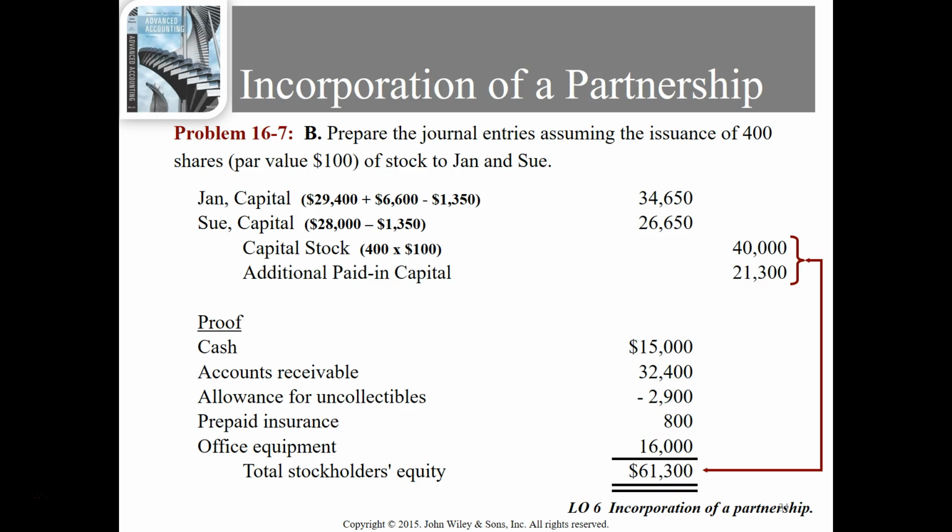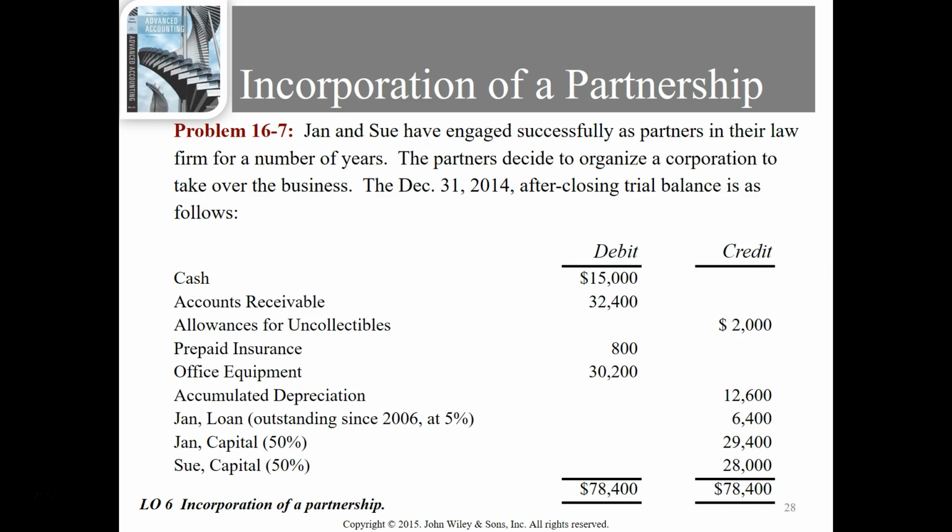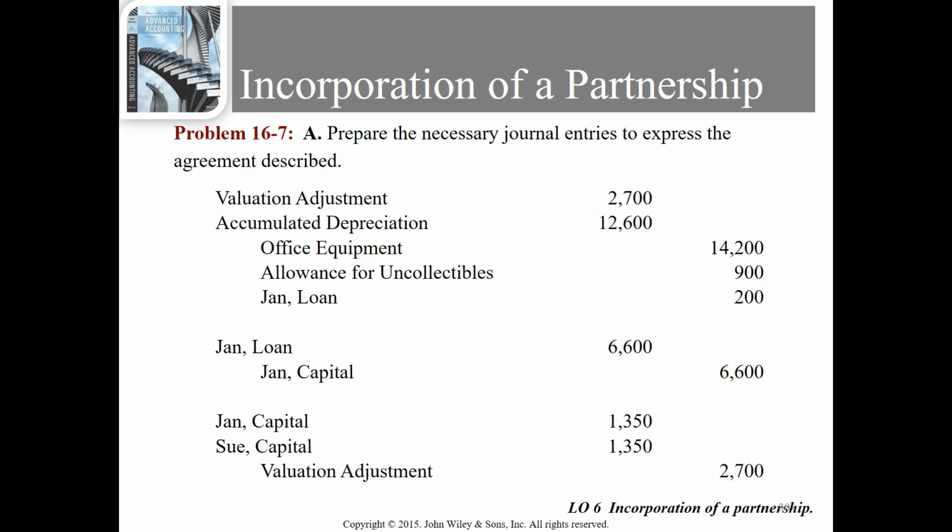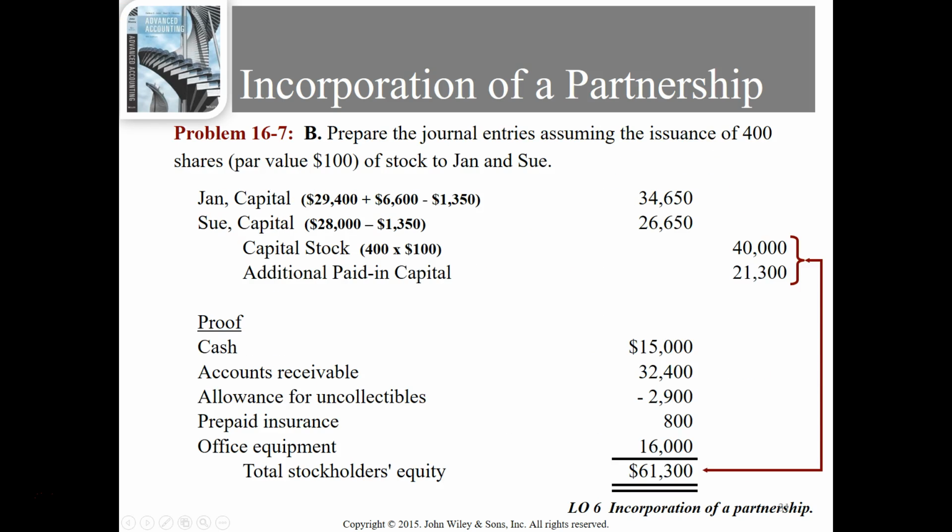In Part B, there are now 400 shares being issued, par value of $100, 400 times $100, $40,000. We're now putting the Jan capital, really adjusting it with the original balances, $29,400 and $28,000, taking into account that adjustment of the $1,350, and for Jan, her transfer of the capital, the plug number being $21,300. We can prove this out by looking at the valuation of our assets that are being brought over, 61.3 to 61.3.